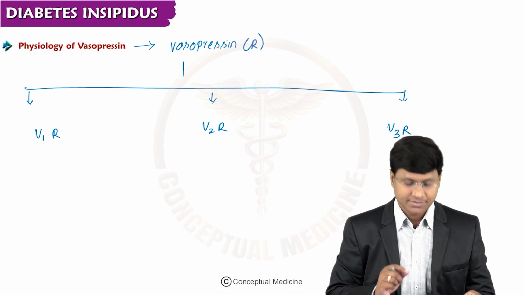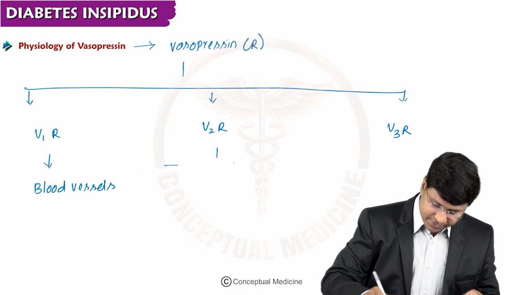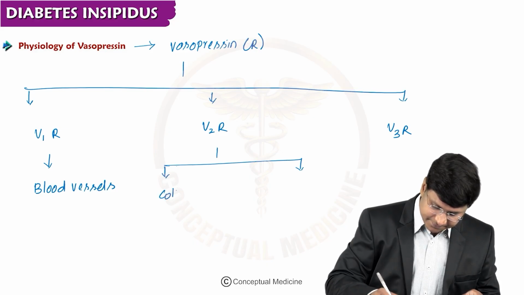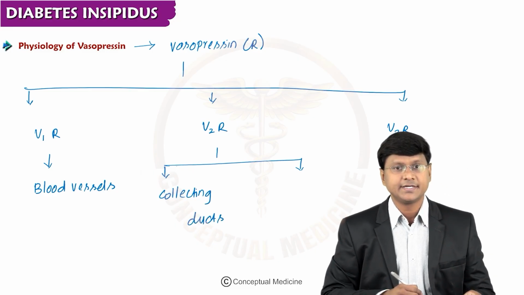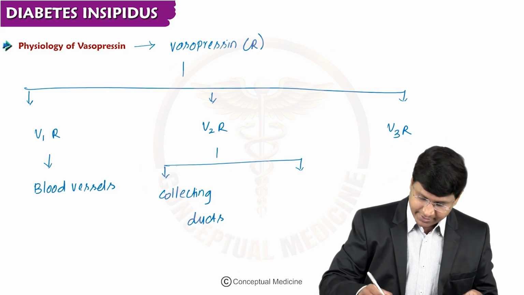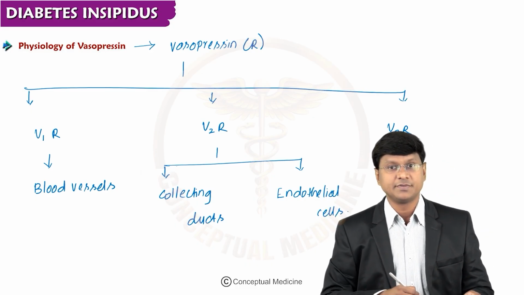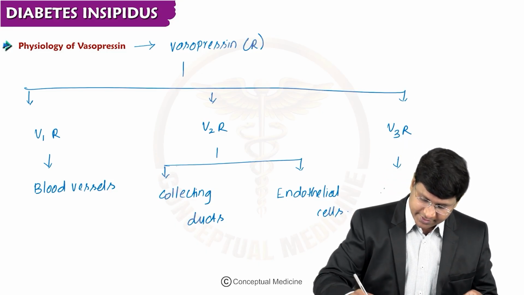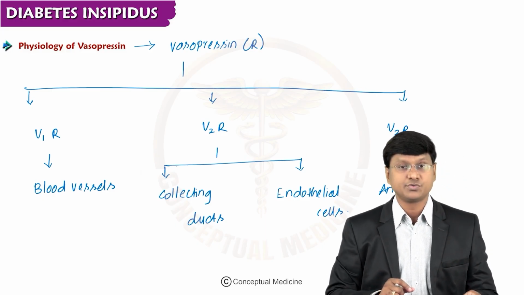Now, you take V1 receptors. V1 receptors are located on the blood vessels. Whereas the V2 receptors are present on the collecting ducts of the kidney, right, the collecting ducts of the kidney. And the V2 receptors are also present on the endothelial cells of the blood vessels. Whereas V3 receptors are present on the anterior pituitary. Right, so this is the distribution of the vasopressin receptors.